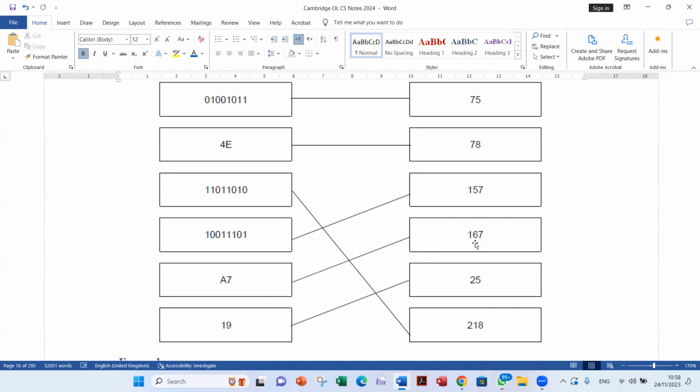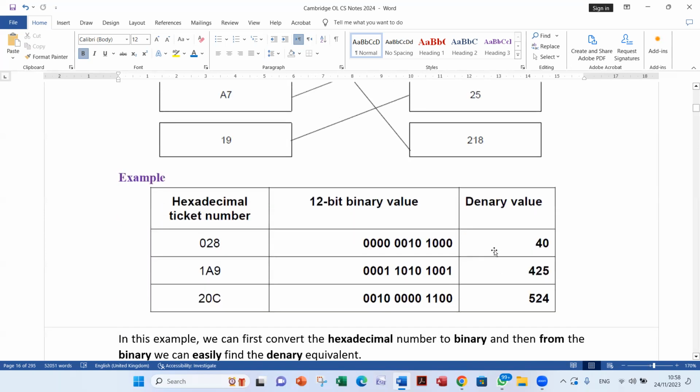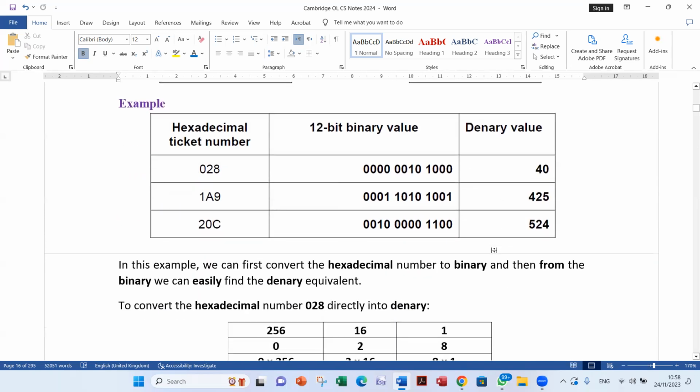We spent some time converting the 25 denary back into hexa. That was 19. Okay? You have to be able to do this. So please do this in your classified. What other examples? Let me discuss those examples with you.